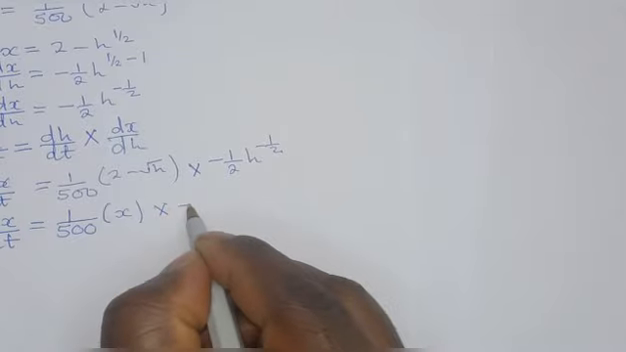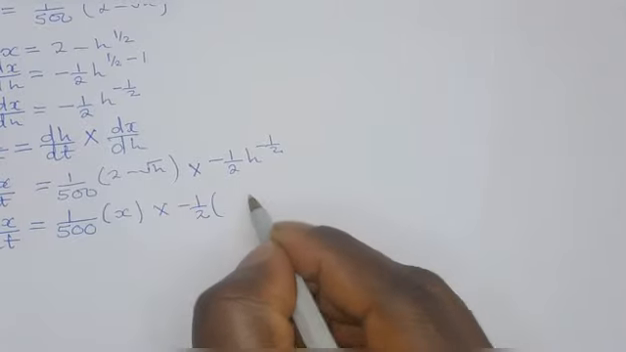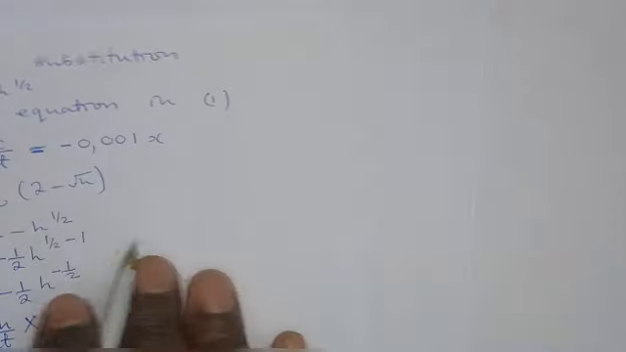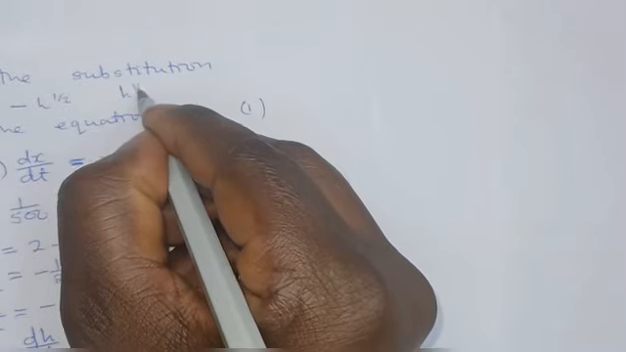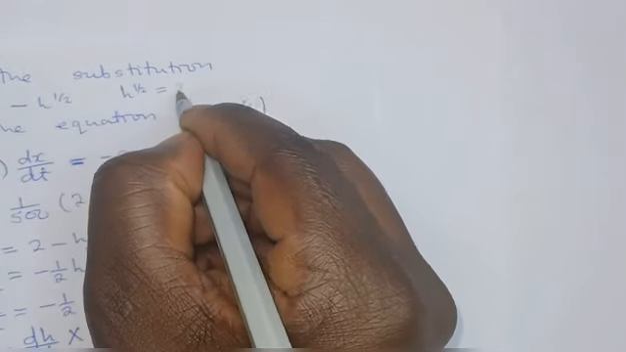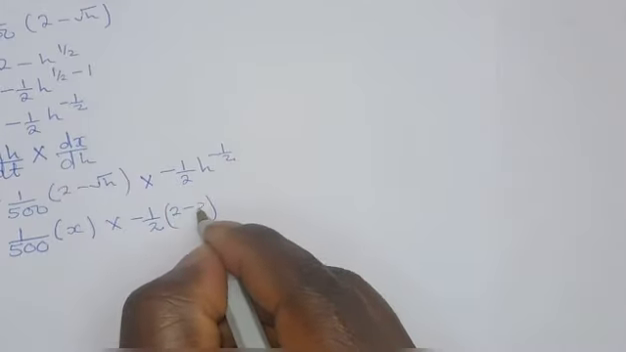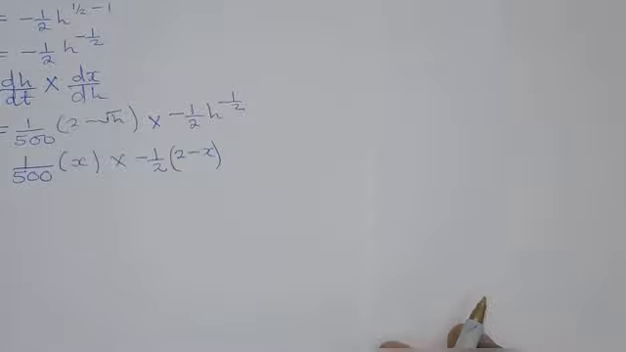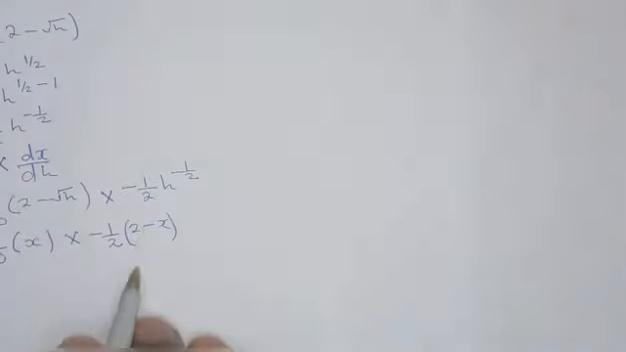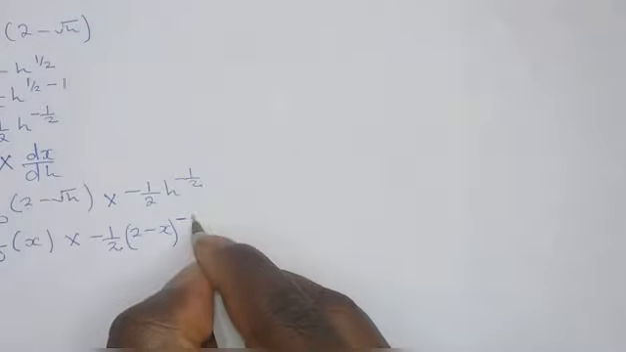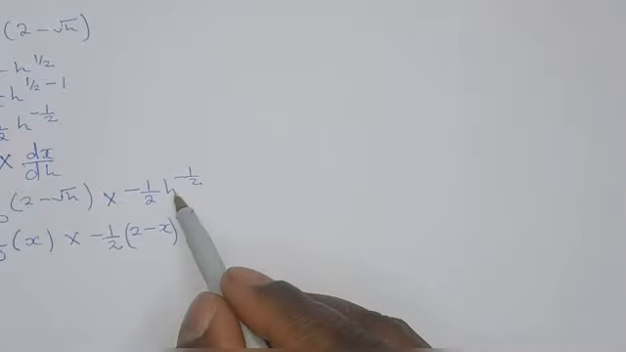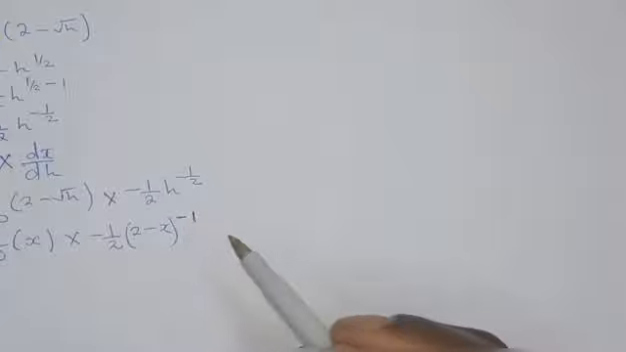Then times minus half. Then this one is h to the power of half. We find it by making h to the power of half the subject. So it becomes h to the power of half, we move it to the left, and here it becomes 2 minus x. So here I put 2 minus x. I hope you are alright. So here we have h to the power of half as 2 minus x, but we need a minus 1 since we have h to the power of minus half. So you put minus 1.